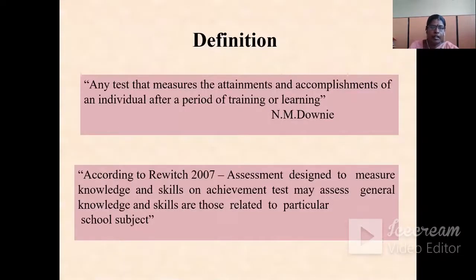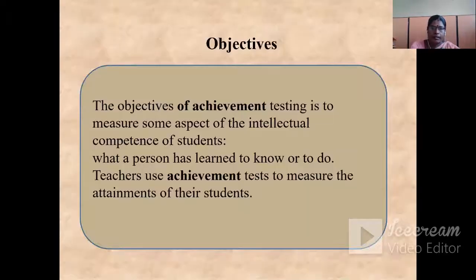As a definition, any test that measures the attainments and accomplishments of an individual after a period of training or learning. One more definition: an assessment designed to measure knowledge and skills. On an achievement test, we assess general knowledge and skills related to particular school subjects. So the main focus is how students understand the specific subject or chapters and objectives.